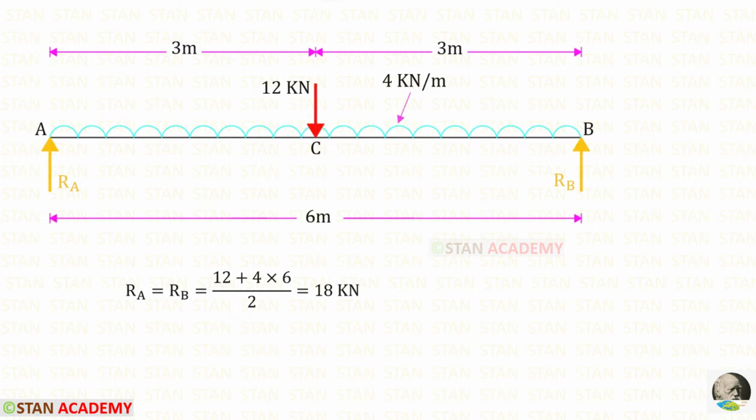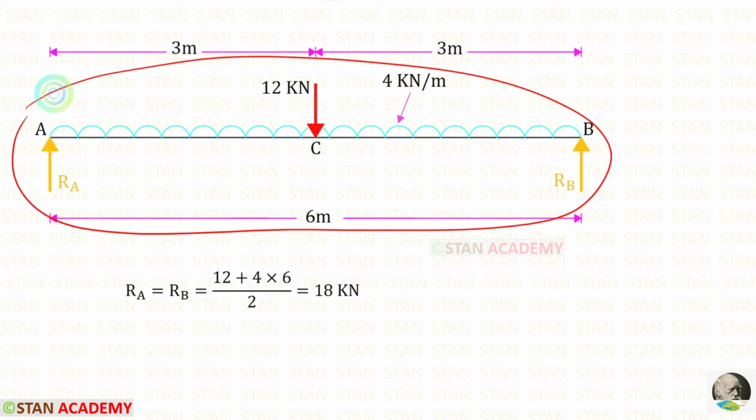Now we are going to draw the bending moment diagram. We know that the bending moment diagram can be done in two ways. The easiest method is the superposition method. In this method, first we have to consider the fixed beam as a simply supported beam. You can see that I have converted the fixed beam into a simply supported beam.